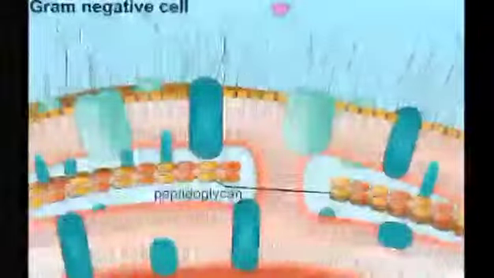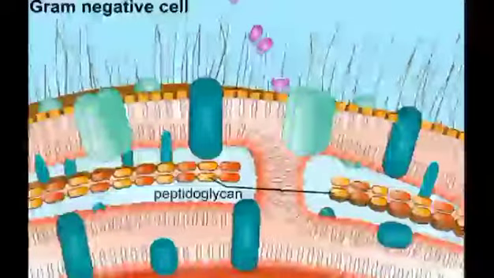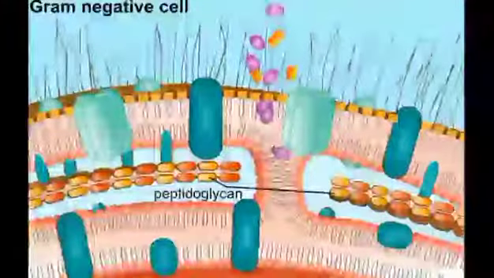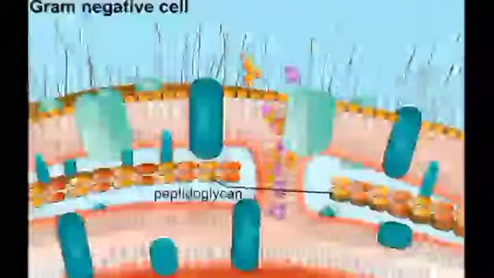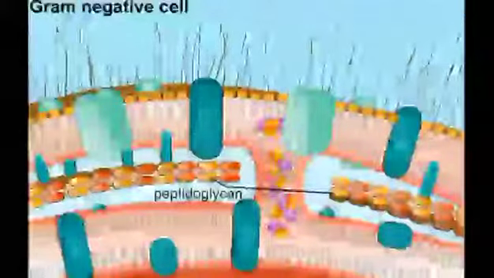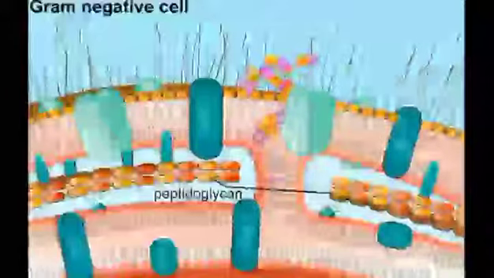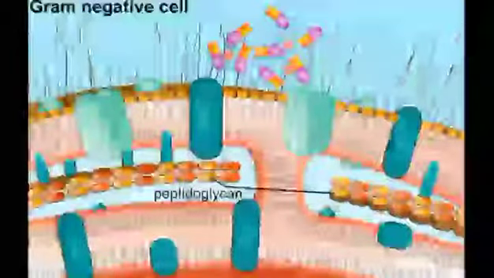In contrast, the peptidoglycan in gram-negative bacteria is very thin and has large pores. Ethanol may extract lipids and increase the porosity, thus removing the crystal violet iodine complex.